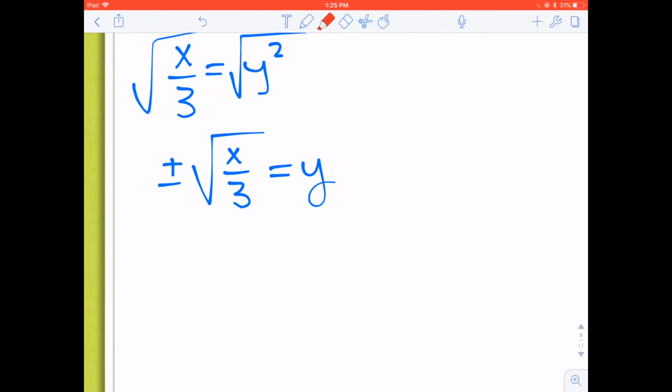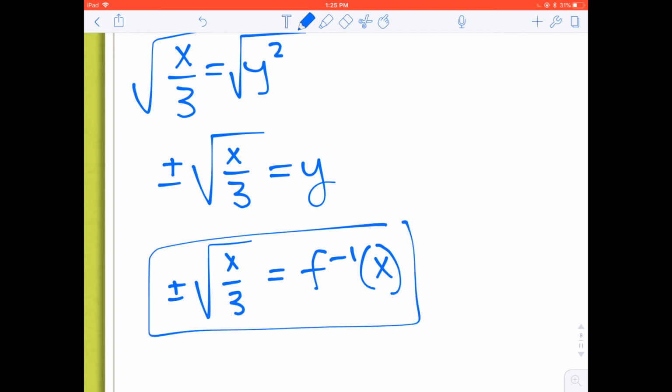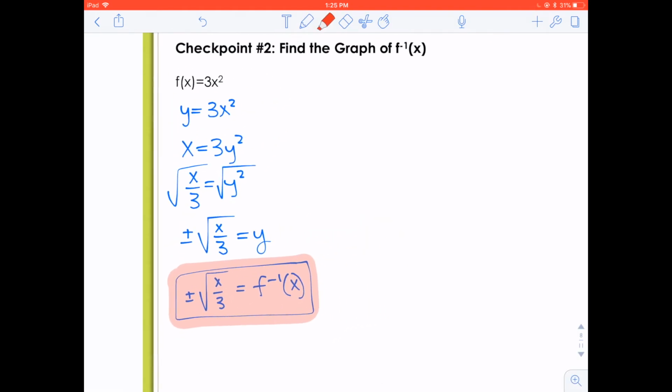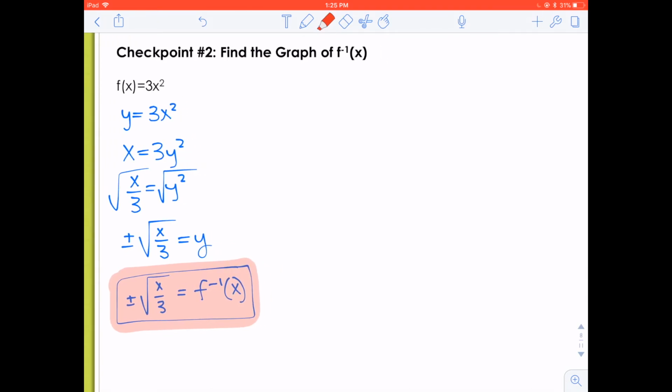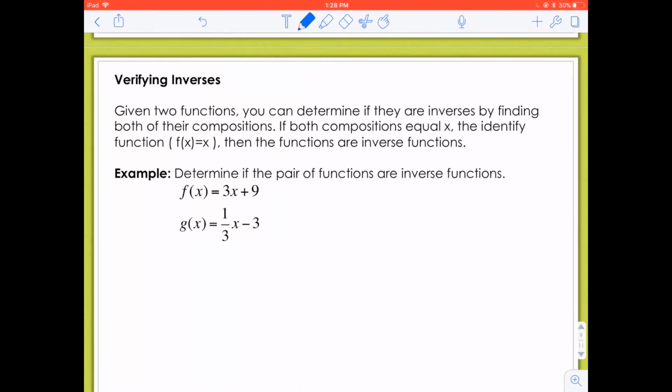And then my last step is to replace y with f of negative 1 of x. And that is my final answer. So switch x and y. Well, I guess first replace f of x with y, then switch x and y, then solve for y and replace y with f negative 1.